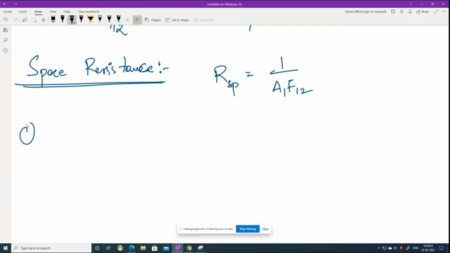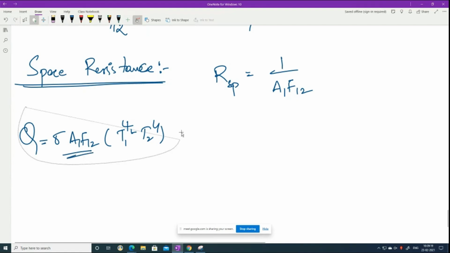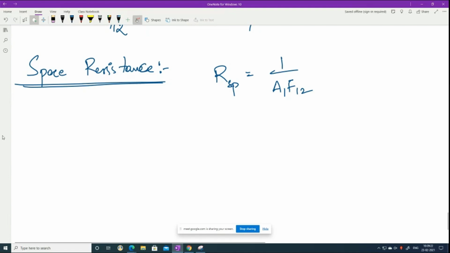In Q, you will take sigma into A1 into F12, into T1 to the power 4 minus T2 to the power 4. Okay, if you take the temperature change by Q, what you get is 1 by A1 F12. So that is the way you get it. Anyways, that's a whole different story, but I don't want to go into the detailed story of that.